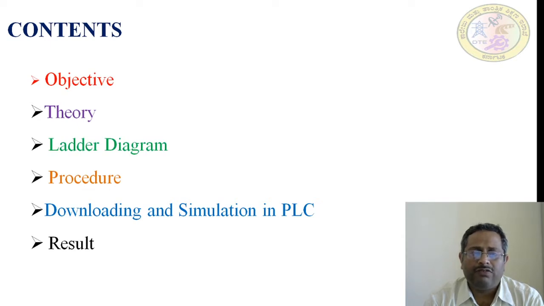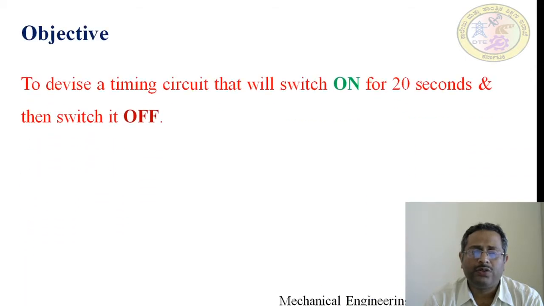First, we will see the objective of this experiment. The objective is to devise a timing circuit that will switch on for 20 seconds and then switch off. This means we have to construct a ladder diagram in such a way that it switches on an output for 20 seconds and then switches it off automatically without using any switch.